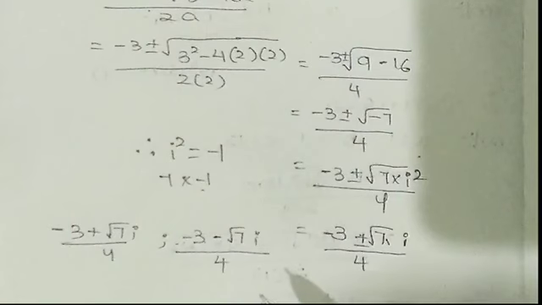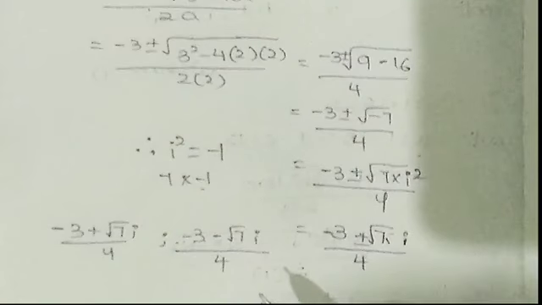Alpha is equal to 2, beta is equal to 5. First of all find the alpha plus beta value and alpha beta value. Alpha plus beta, 2 plus 5 is equal to 7. Alpha beta, 2 into 5, that is equal to 10. Now substitute in this formula.